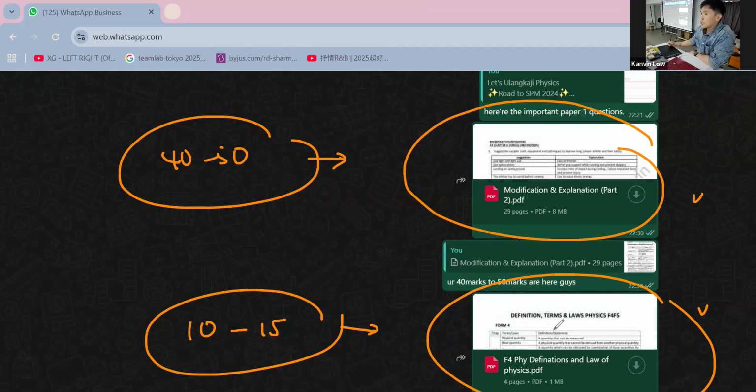Why? I believe for definitions they will ask you about 5 to 9 questions. Usually it won't be more than 10 for definitions, which is the meaning. But they will also ask you the law and principle, chapter by chapter, which I put inside already for all of you. Let me have a look.